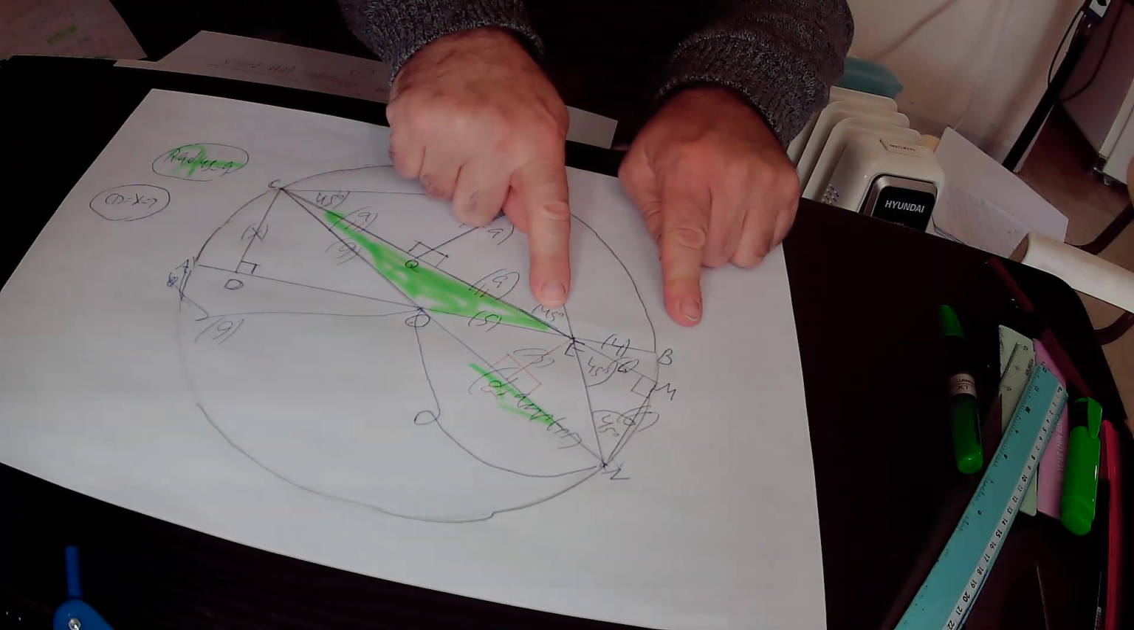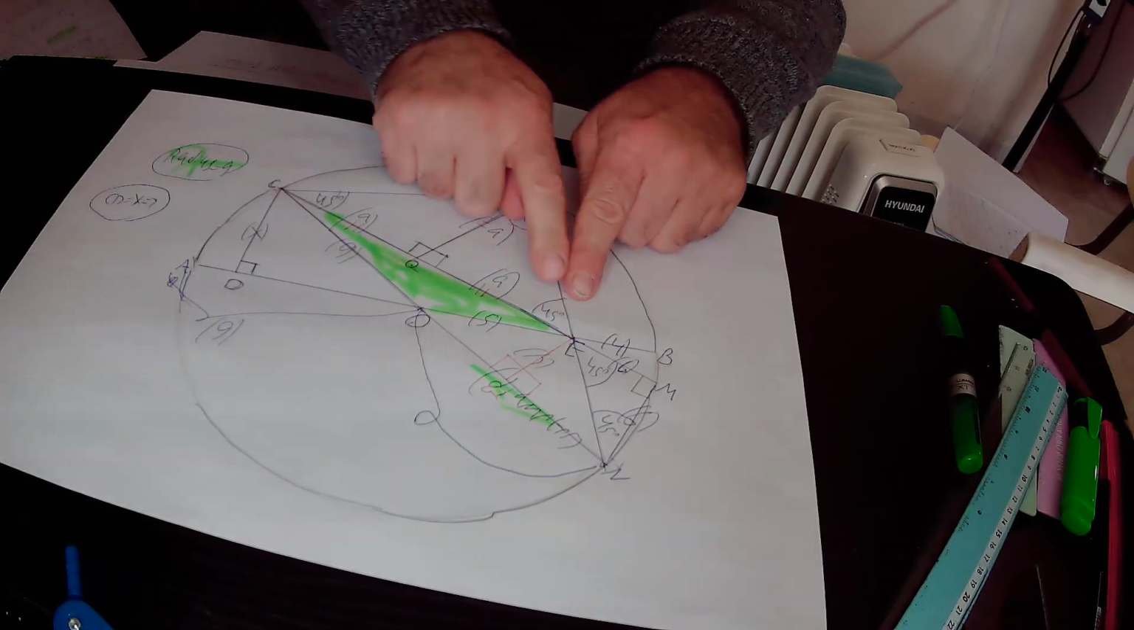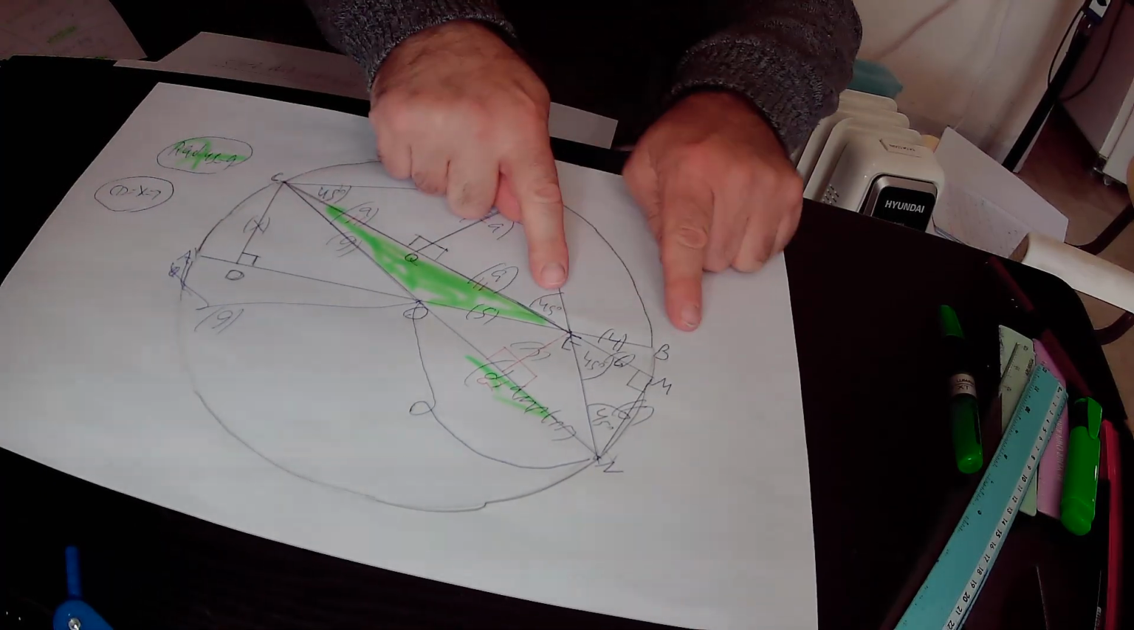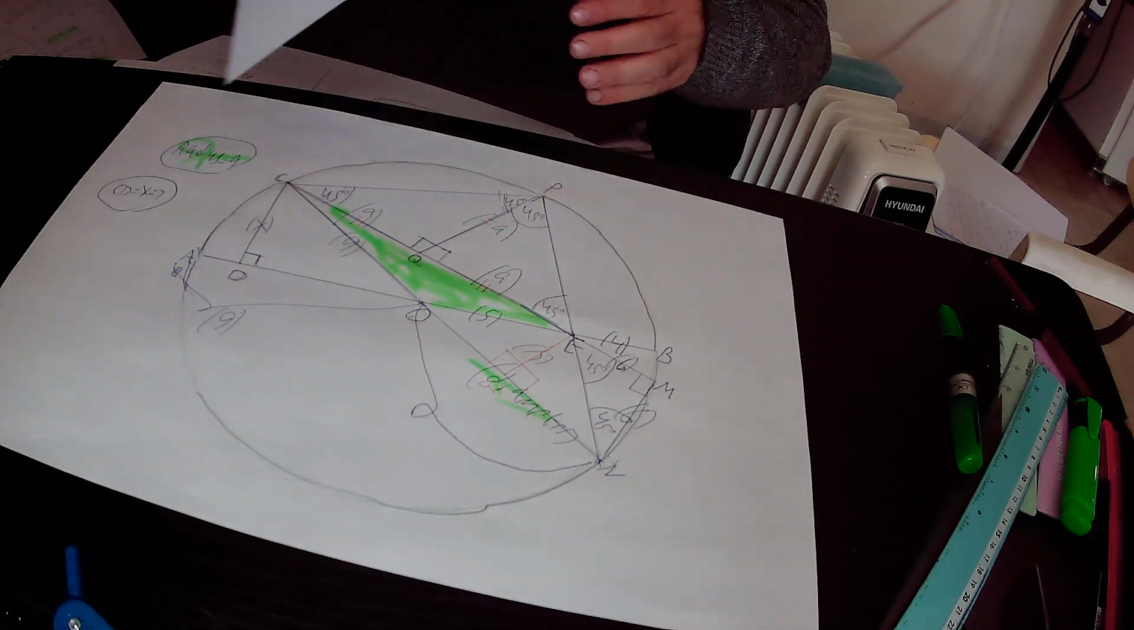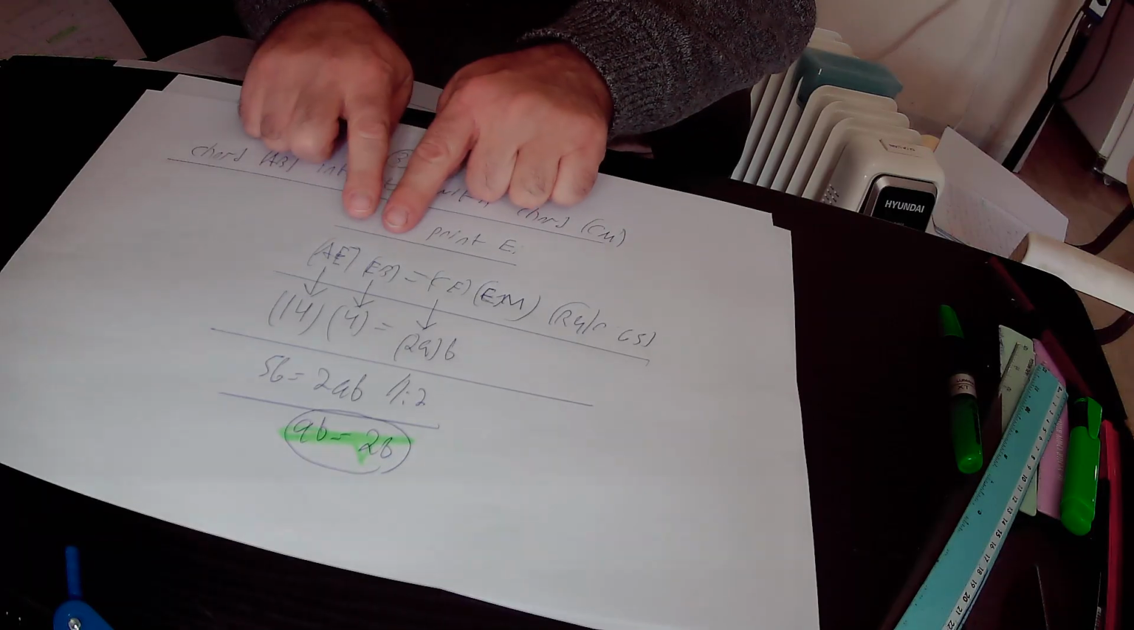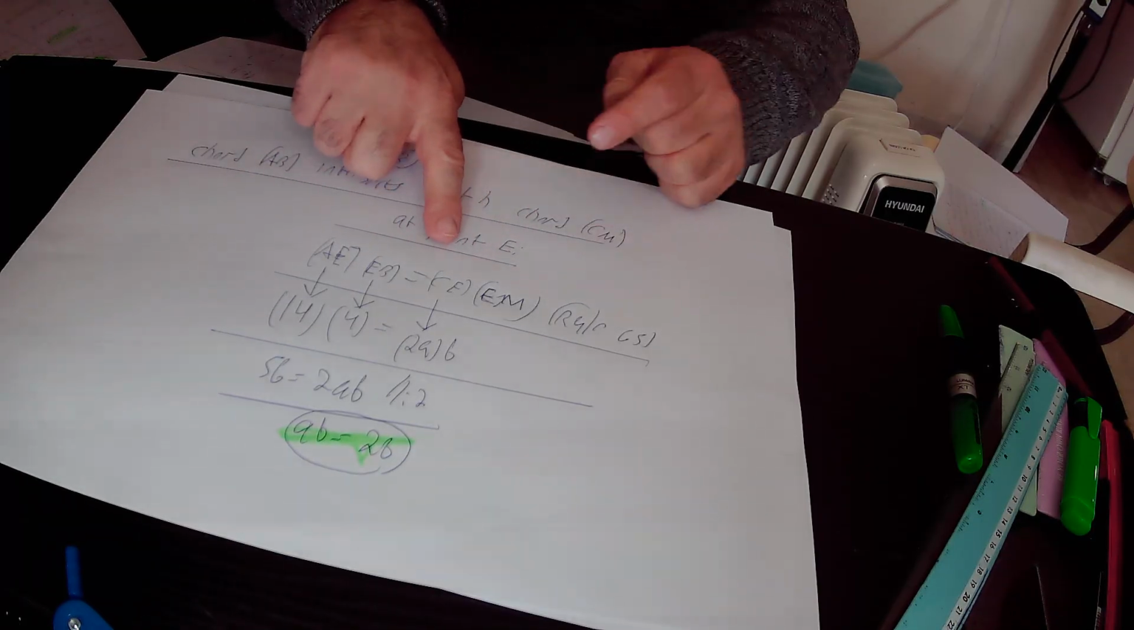AE times EB equals CE times EM. Again, AE times EB equals CE times EM. According to Rule 65, the following equation is true: AE times EB equals CE times EM.